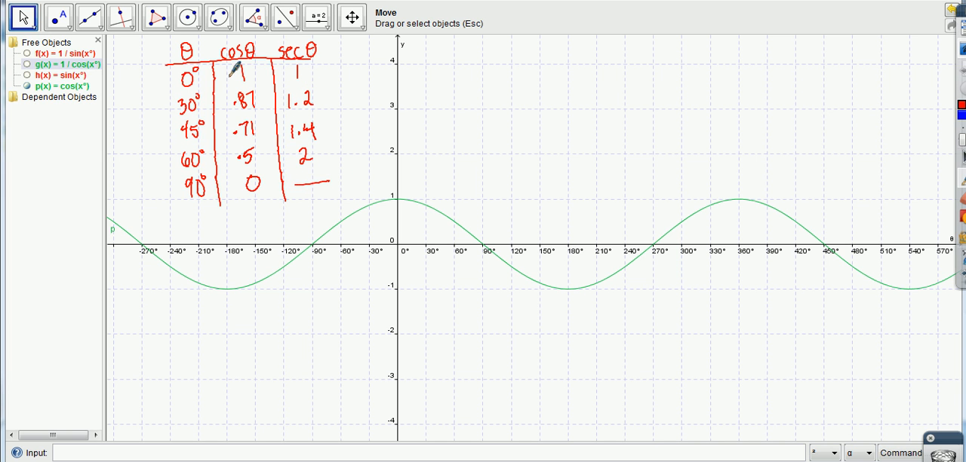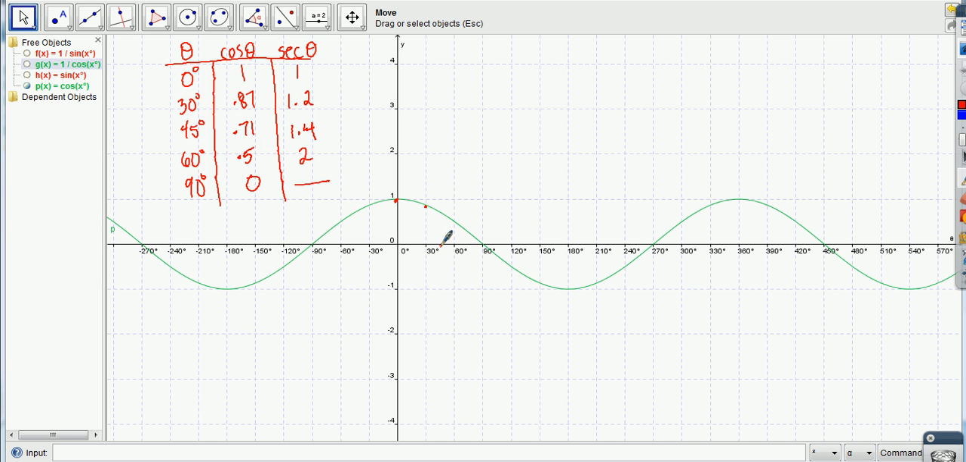Let's graph this thing. Let's see what the cosine is. At 0 degrees, it's 1. So that's good, isn't it? Let's do the cosine, then we'll do the secant. At 30 degrees, it's 0.87. Does that look about 0.87? Sure it does, because that's close to 0.9. Yep, that looks pretty good.